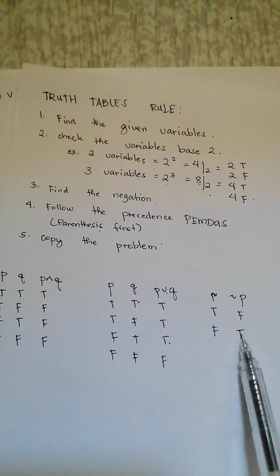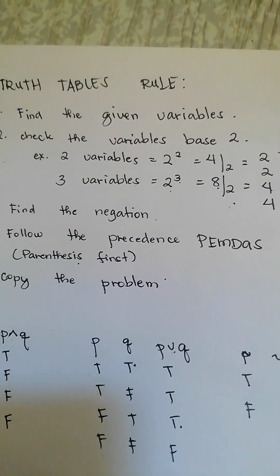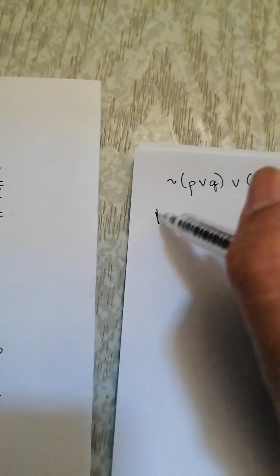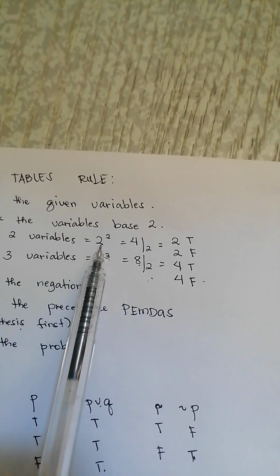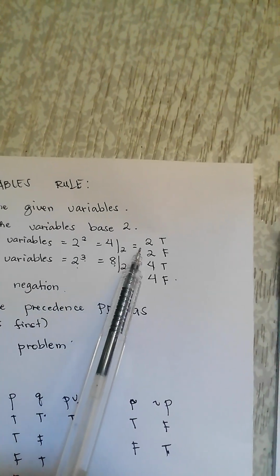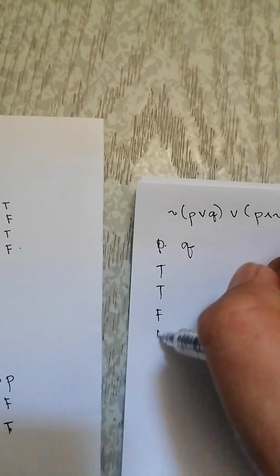Now let's solve a simple problem. I have here a simple problem. We have not P or Q, or P and not Q. Okay, let's go back to the rule. The rule number 1, we need to find the given variable. The given variables, we have P and Q. Rule number 2, check the variables based on 2. If you have two variables, base of 2 raised to 2 is equal to 4 divided by 2. So we will be having 2 true, 2 false, 2 true, 2 false.